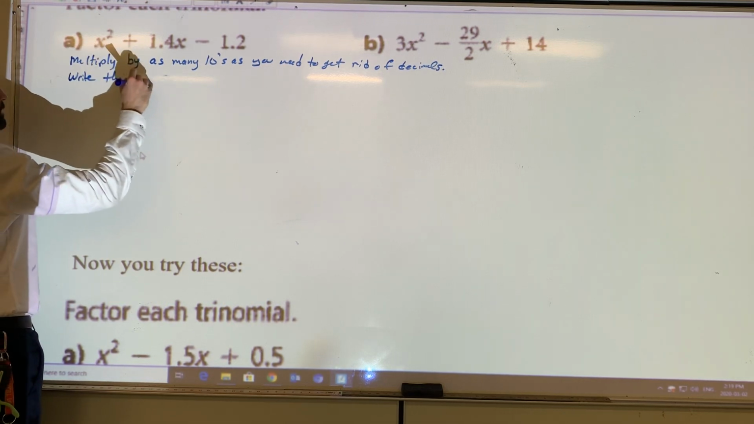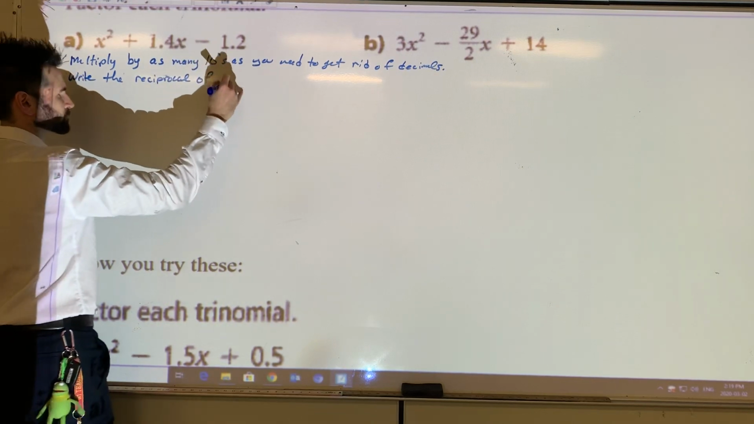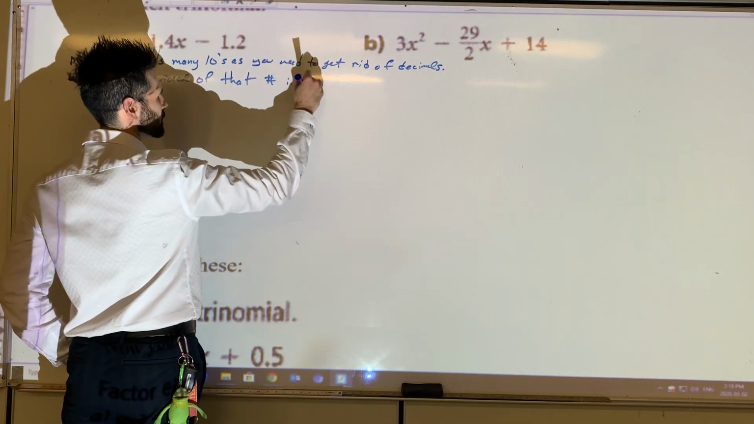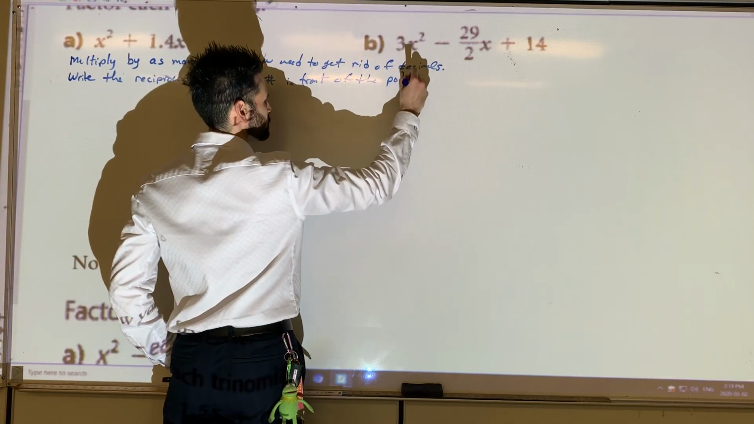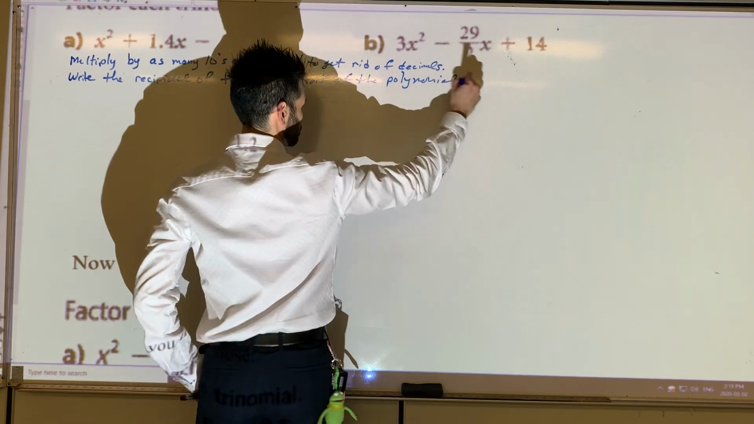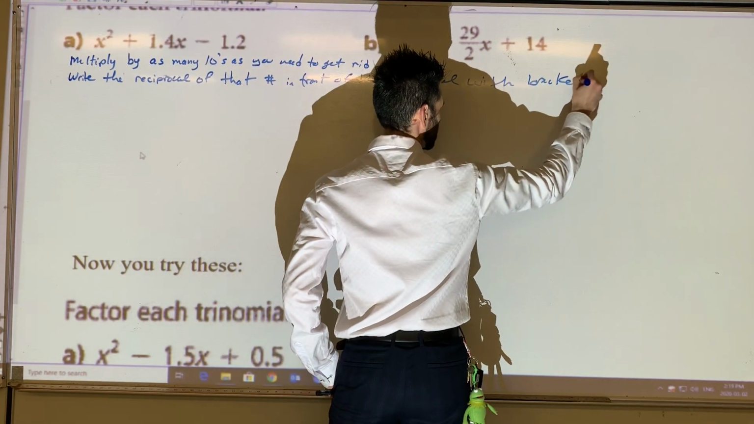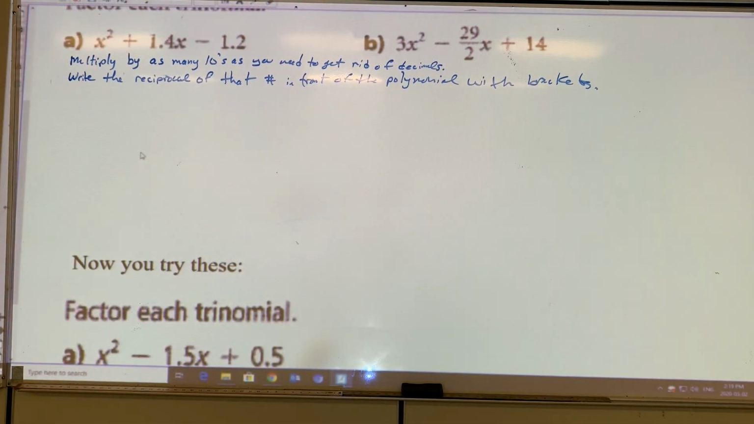Write the reciprocal. So write the reciprocal of that number in front of the polynomial with brackets. I'll show you what I mean in a second. Right, because you can't just arbitrarily go change the question. I can't just multiply everything by 10. I just changed it. So you need to undo what you did.